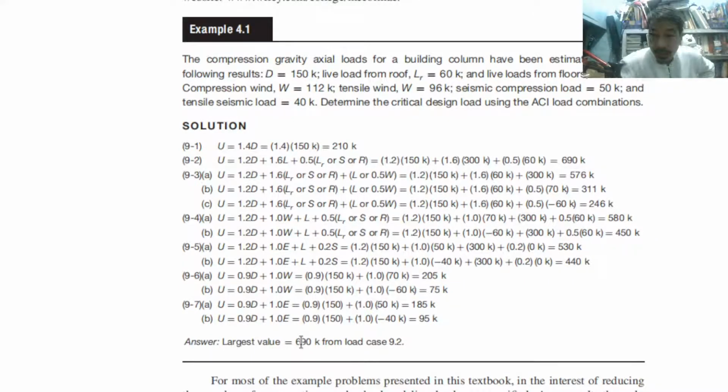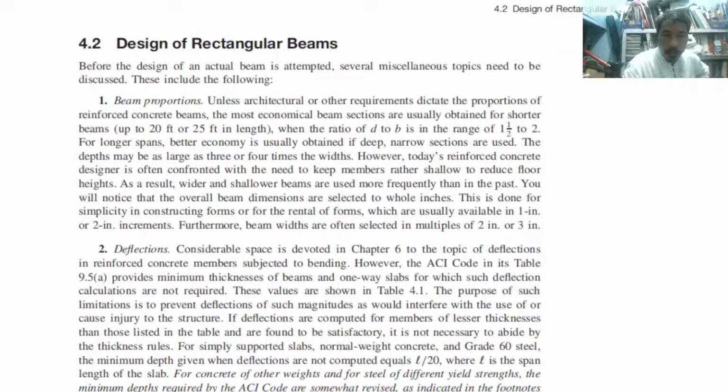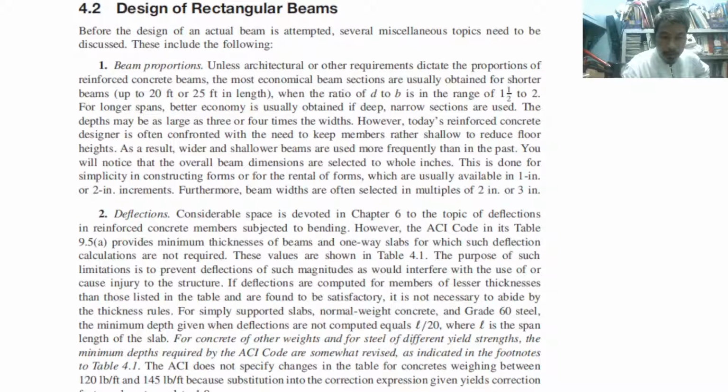Okay, that is the critical design load, 690 from case 9.2, equation 9.2. So that is our 4.1. So let us go to the next, design of rectangular beams.